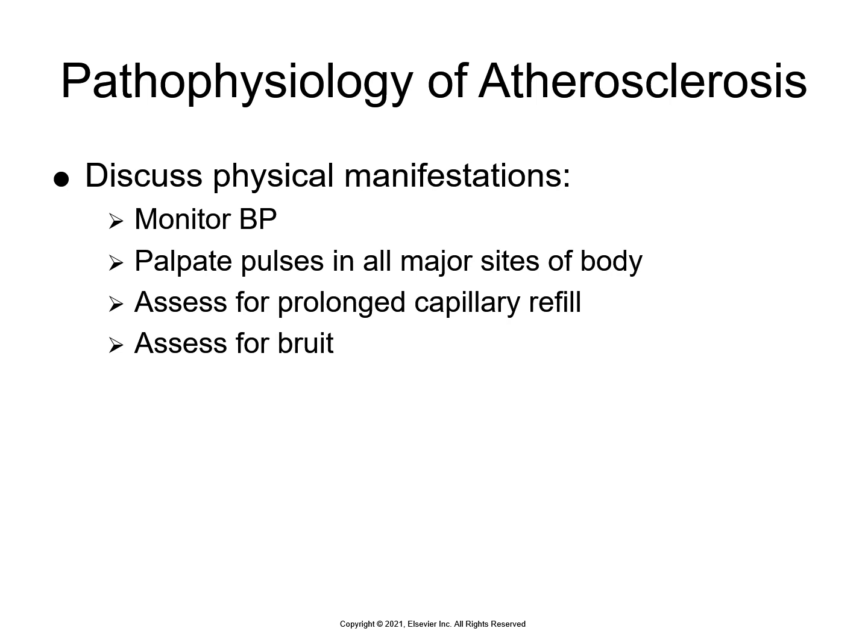We're going to monitor their blood pressure. You have to palpate pulses in all major sites of the body. Assess for prolonged capillary refill, over 3 seconds. And you would also assess for bruits. Be careful when you're assessing for bruits, especially in the carotid. You only assess one side at a time. And if you see a pulsation, leave it be, okay? Especially in the abdomen. Never, if you see a pulsation or heart pulsation in the abdomen, press on it. It could be an aneurysm.